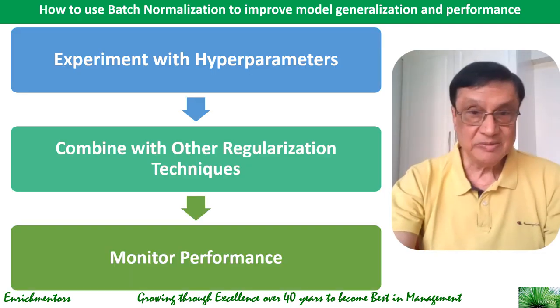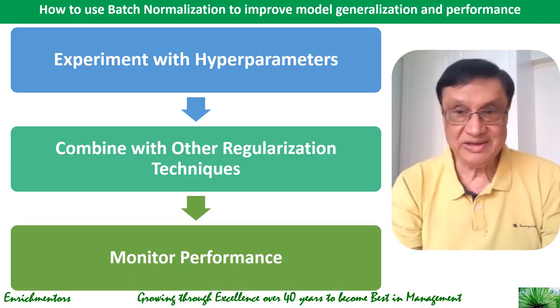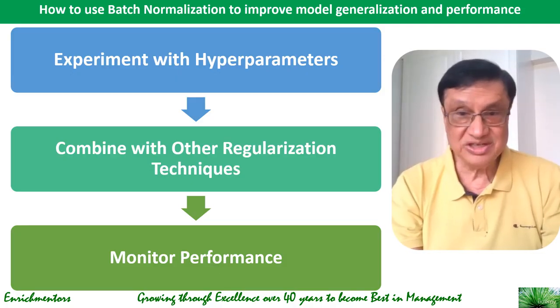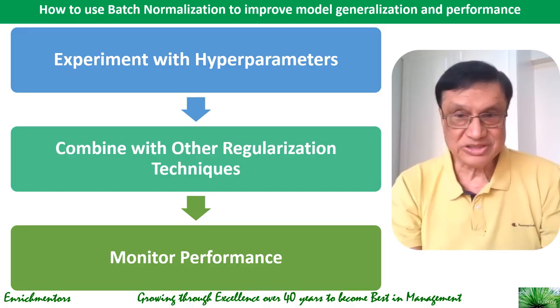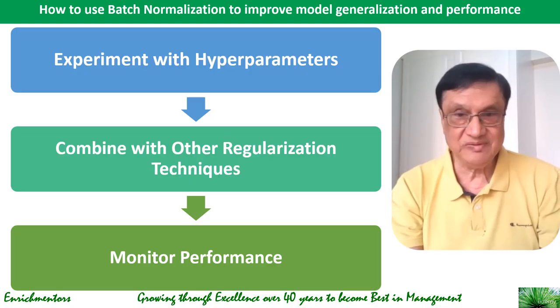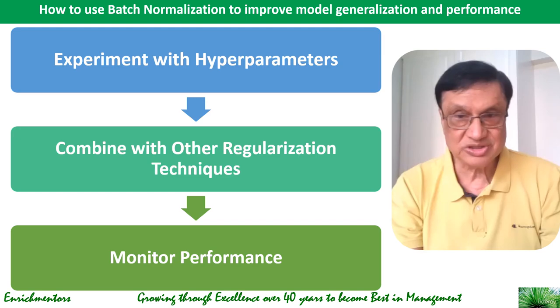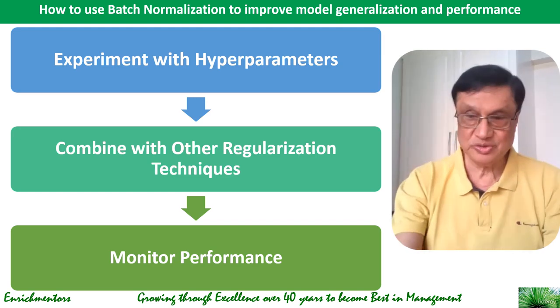And finally, monitor the performance of the model during training and validation to ensure that the batch normalization is effectively stabilizing the training process and improving model generalization. Use techniques such as early stopping to prevent overfitting and achieve optimal performance. By incorporating batch normalization into the training process of your neural network, you can effectively improve model generalization and performance, leading to better performance on unseen data and increased robustness to variations in the input distribution.